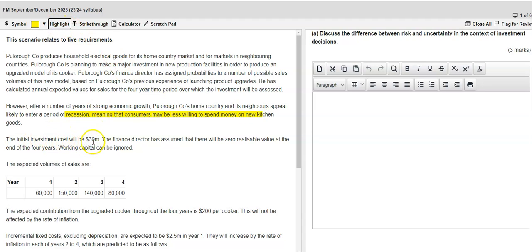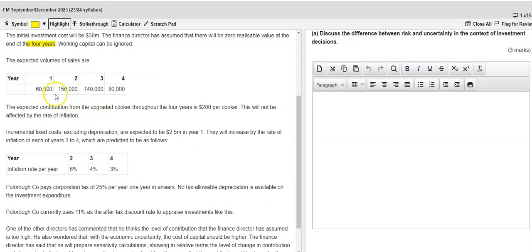The initial investment cost will be 39 million. Finance director has assumed that there will be a zero realizable value at the end of the 4-year. 4-year is a time period. Working capital can be ignored. Expected volume of sales are this. The expected contribution from the upgraded cooker throughout the 4-year is $200 per cooker. This will not be affected by the rate of inflation. So contribution is given and it will not change with the inflation rate.